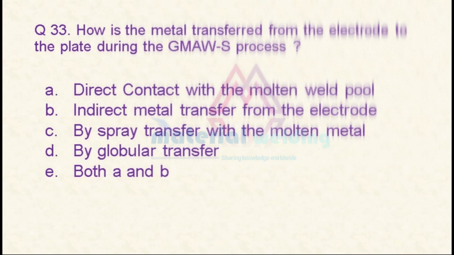Question 33. How is the metal transferred from the electrode to the plate during the GMAW-S process? A. Direct contact with the molten weld pool. B. Indirect metal transfer from the electrode. C. By spray transfer with the molten metal. D. By globular transfer. E. Both A and B.